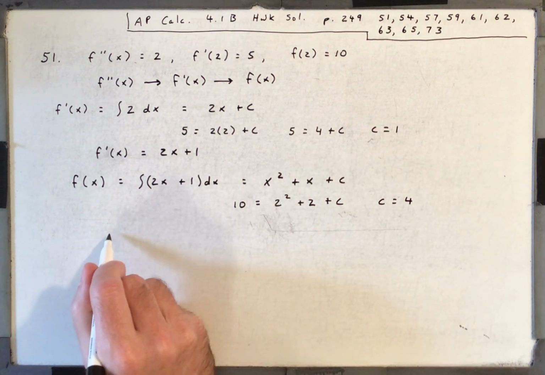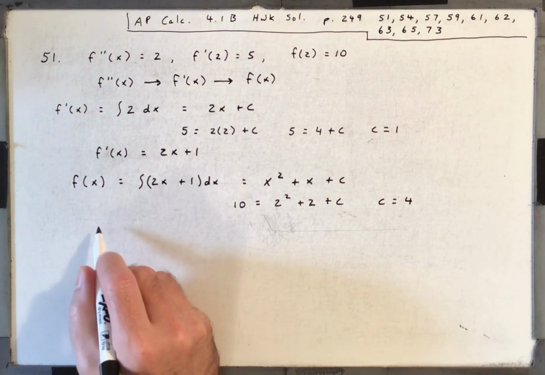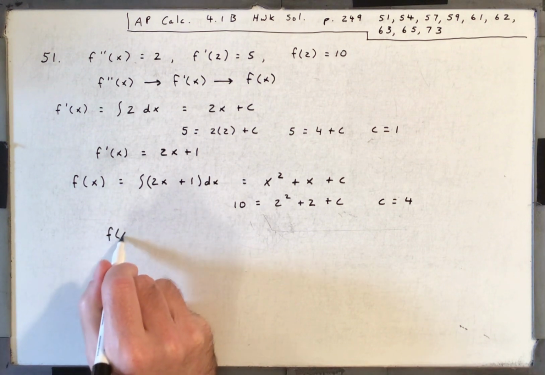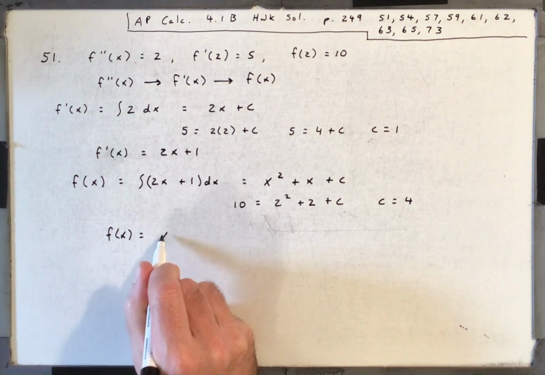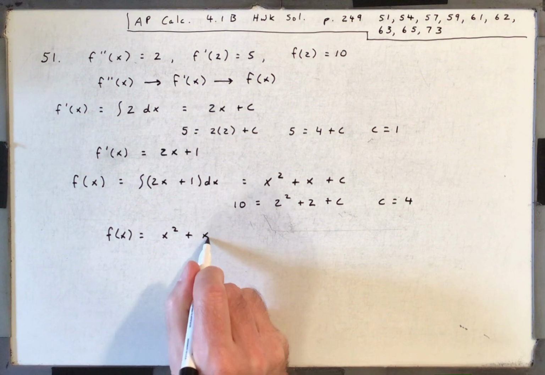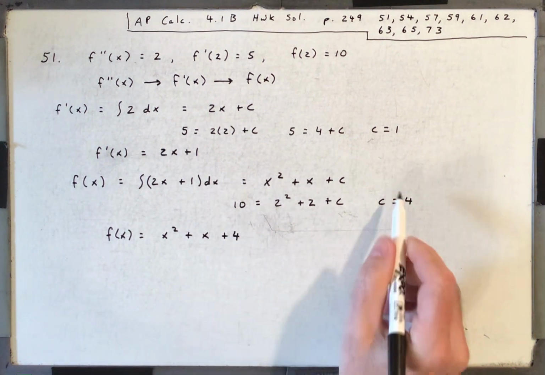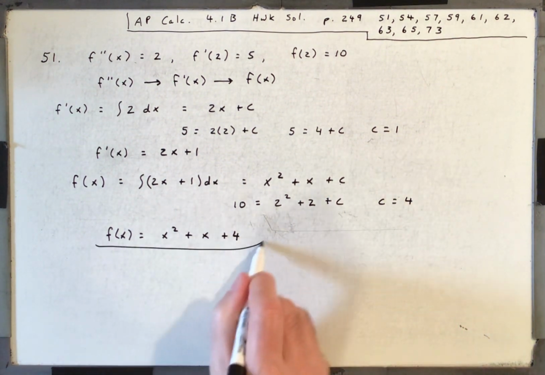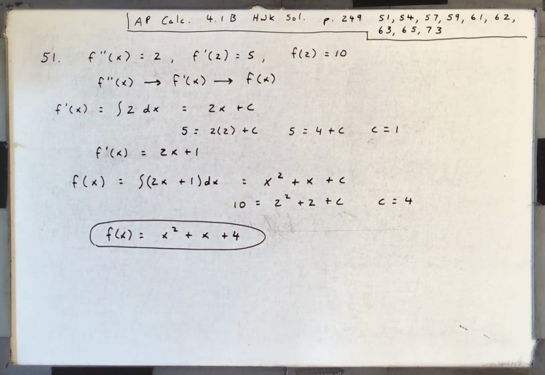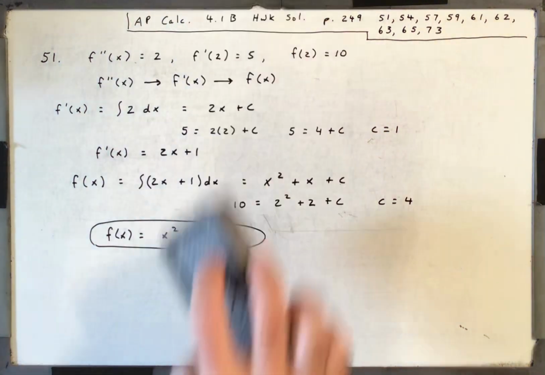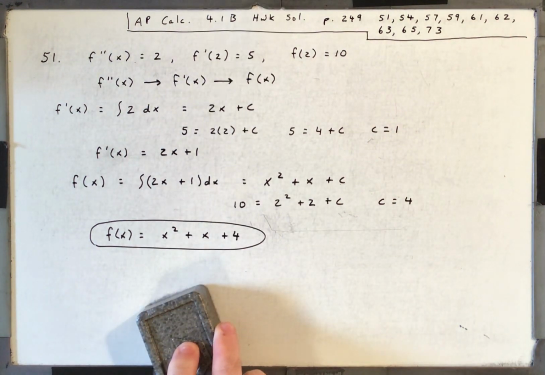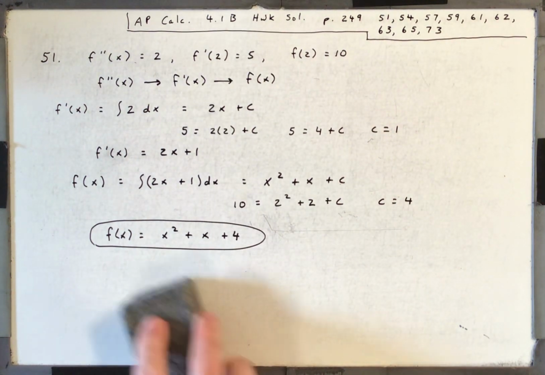So f of x, and you could call it y also, then is equal to x squared plus x plus 4. We found c there. And that's our final answer. We went up 2 levels from the second derivative all the way to the original equation, f of x.